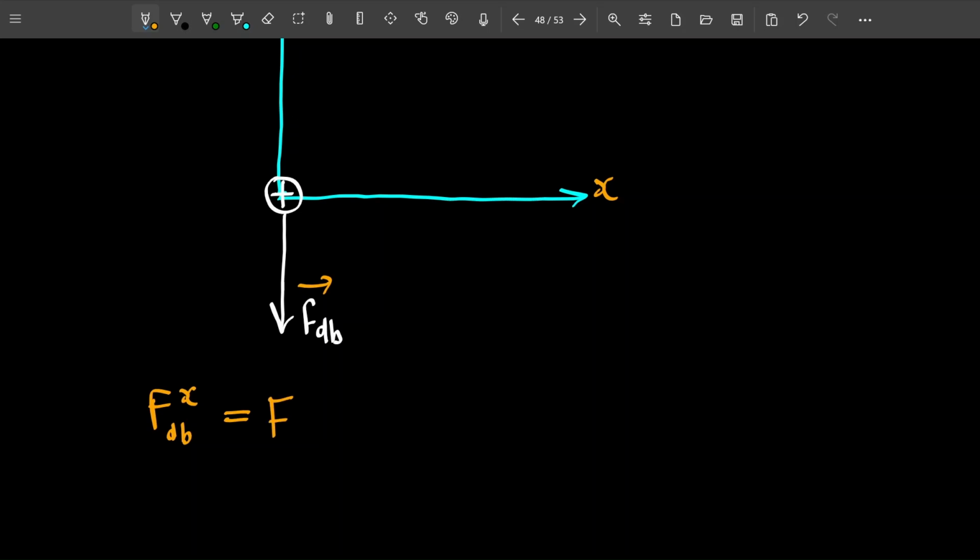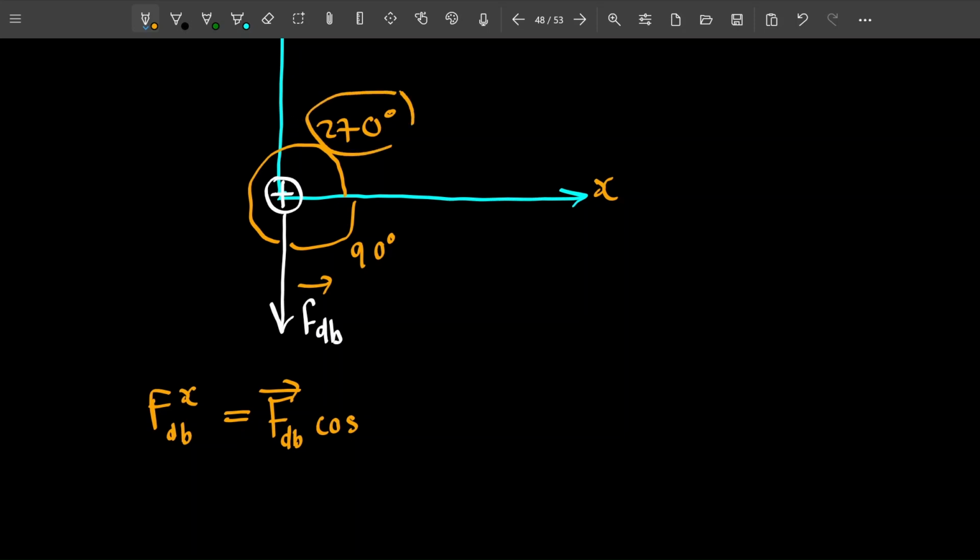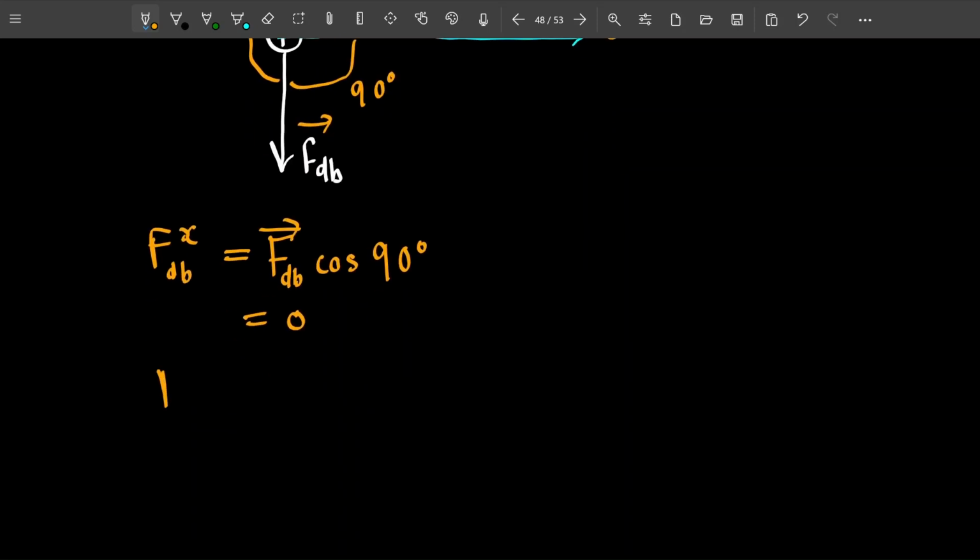FDB in the x is equal to FDB, the one that you have, and then you say cos. What is the angle it makes here? It's 90. It's 90. The angle it makes with the x-axis. We can also use this one, which is going to be 270. You get the same answer, but we don't like to use 270, the bigger one. We like to use the smaller one, which is 90. So it's going to be cos 90 degrees, and this would just be 0. Now to get FDB in the y, this is going to be, look at the reason.